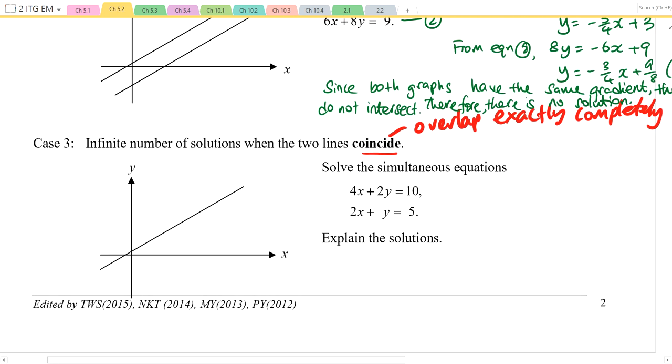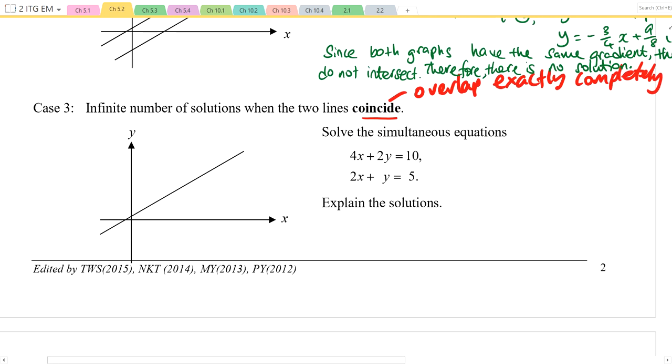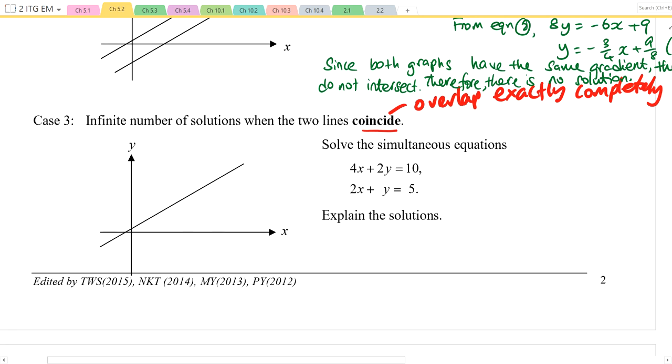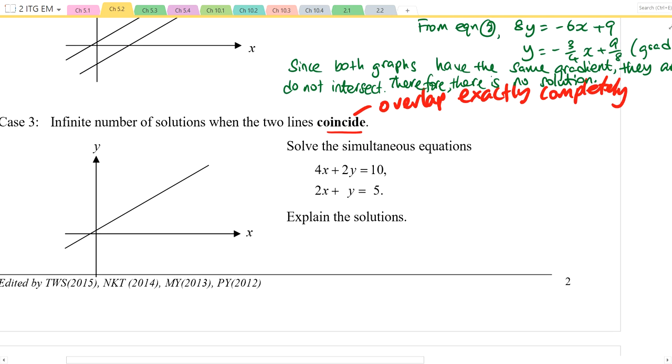Now for case number 3, the two lines coincide. They overlap each other completely. That means that they are the same line. Here we have equation number 1 and equation number 2. Are they actually the same line? Let's look closely at equation 1 and equation 2. They seem to be similar.